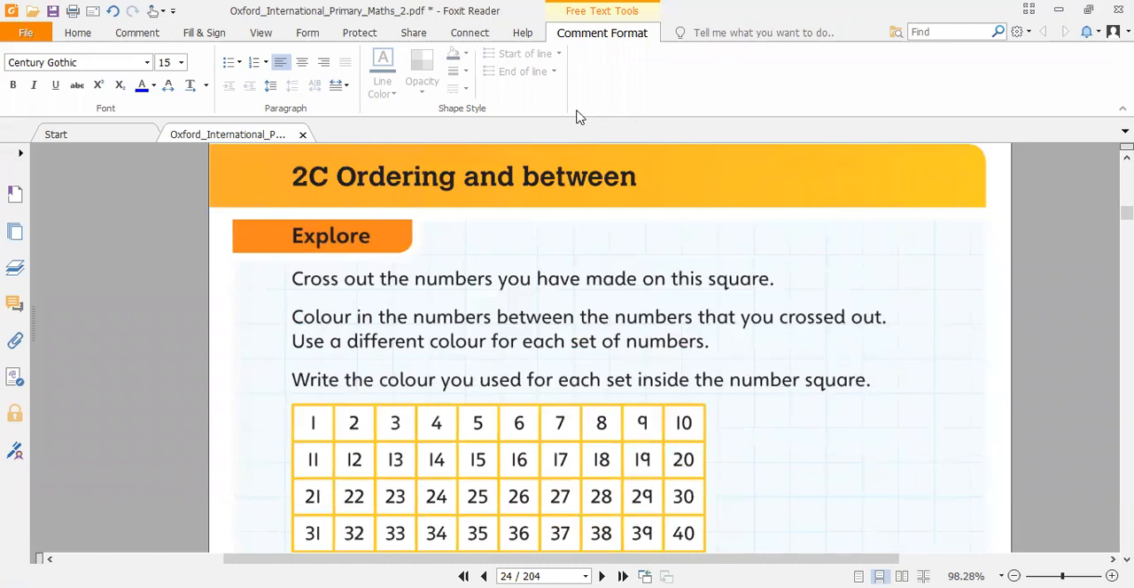Okay, next is 2C, ordering and between. Cross out the numbers you have made on the square. Color in the numbers. Just wait a second, class. I'm coming back.